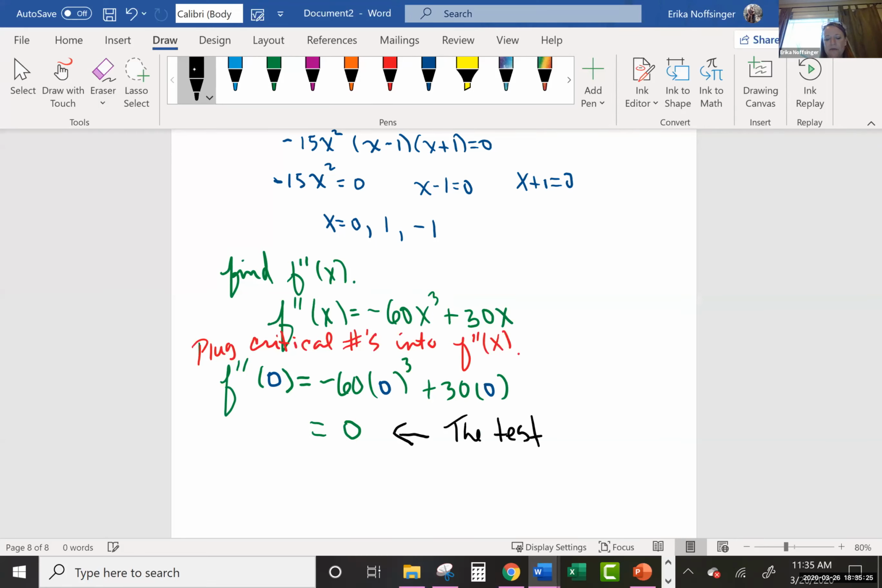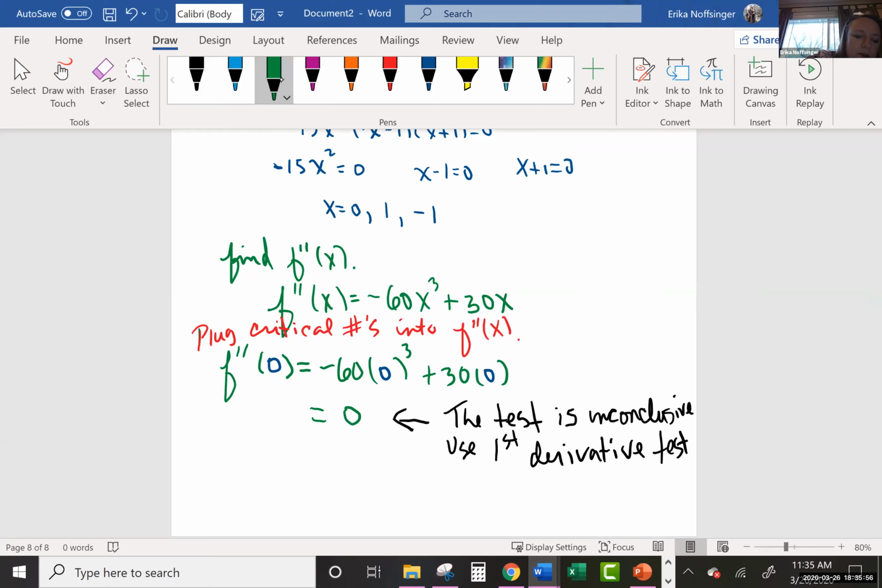Well, if I get back 0, unfortunately, the test is inconclusive. That doesn't tell me anything. I have to go back to the first derivative test. Okay, so before we do that, let's check the other two. So if we plug in 1 or negative 1 into the second derivative, let's plug in negative 1 first.